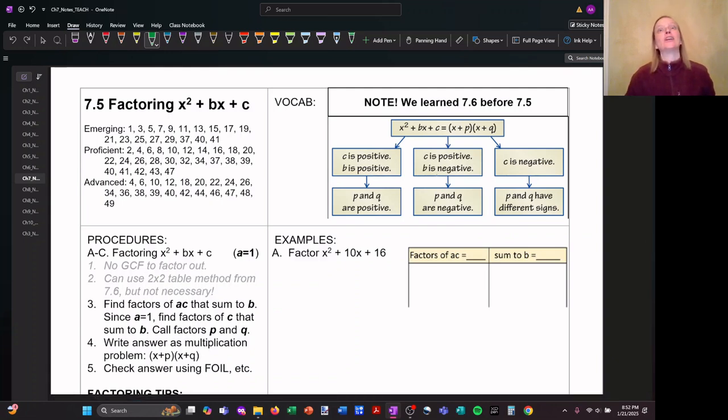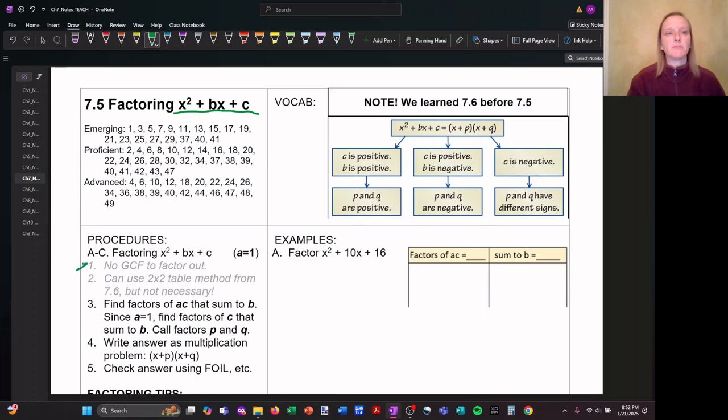Today we're going to learn the simpler type of polynomial where there is no lead coefficient in front of the x squared term. So again, we're doing second order polynomial factoring. You'll see that all of the steps we did last time in section 7.6, not all of those steps are necessary when we do section 4.5.